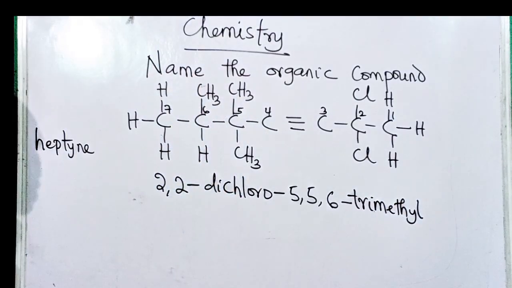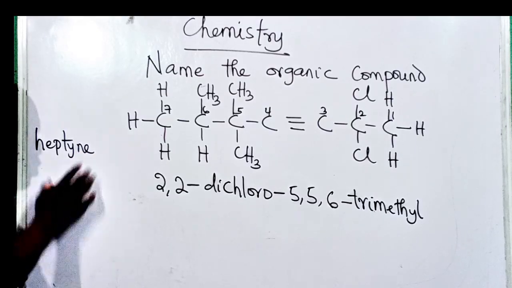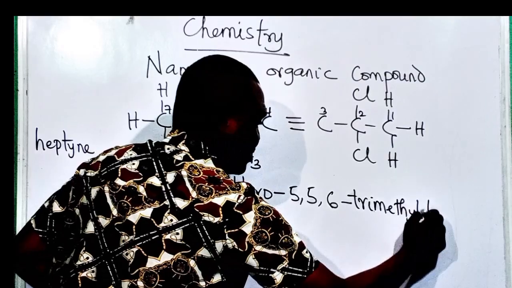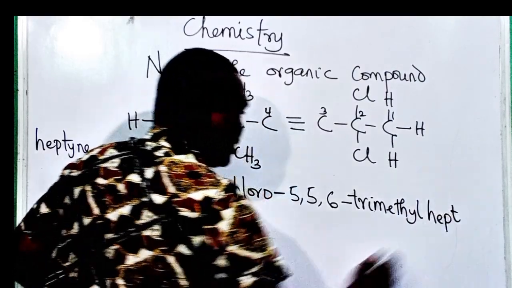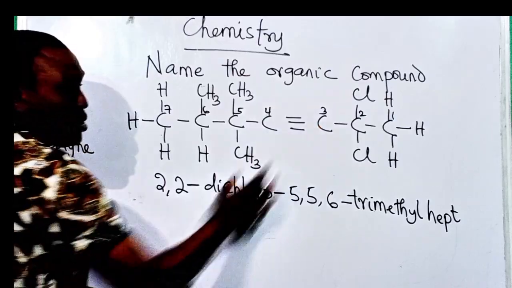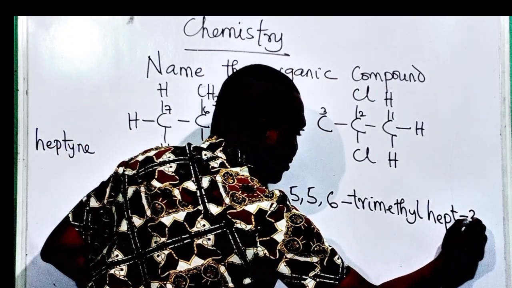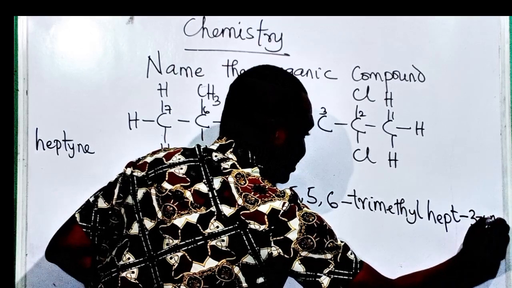Am I communicating? Now it is heptyne. But I'm not going to write heptyne in full, so it's going to be hept. Now remember that we have 3 carbon atoms before the triple bond. So I'm going to put in that 3, then yne.